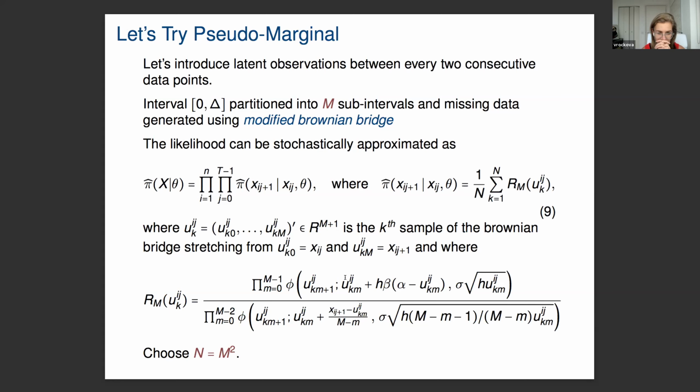And then we thought, well, it would be only fair to try implementing some other techniques, right? So the pseudo-marginal is feasible here.